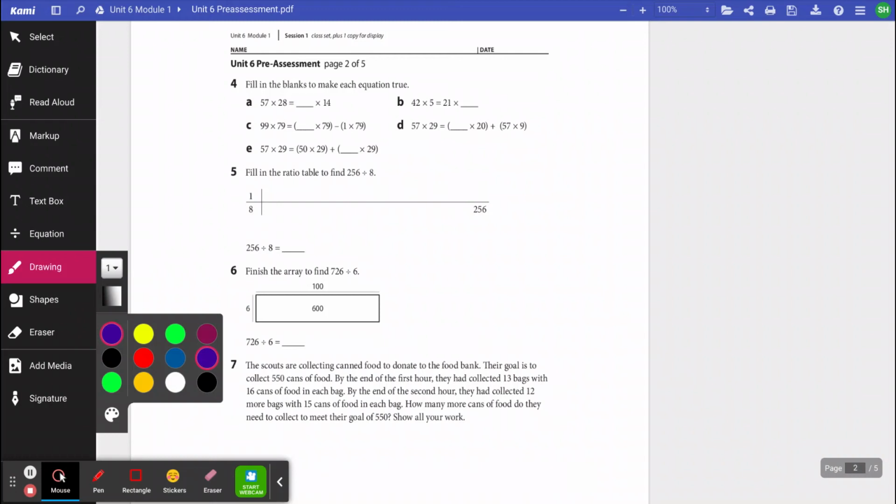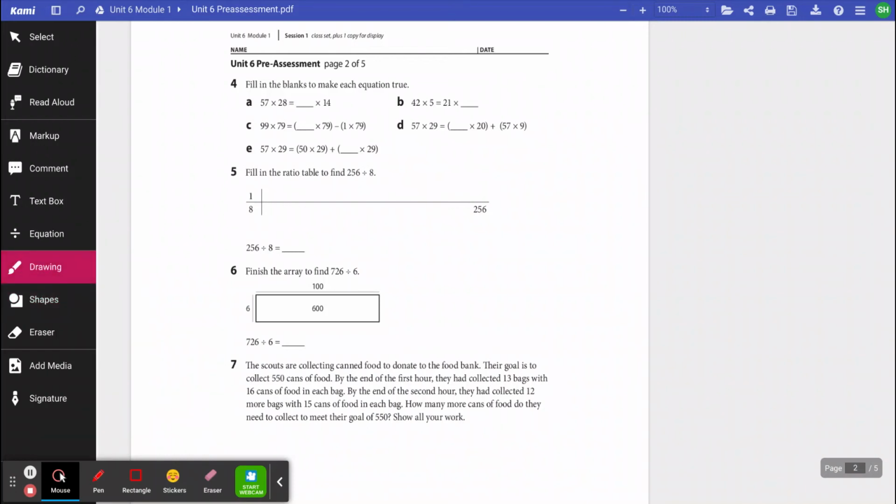So on these equations up here in number 4, it says fill in the blanks to make each equation true. There we go. So 57 times 28. You want to think about what strategy they used to do these, and then you'll know how to fill them in and make them true, because you want all these to be true.